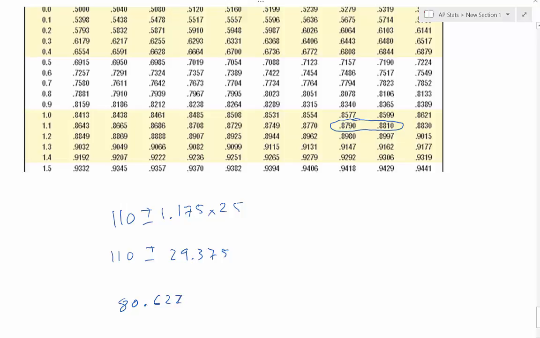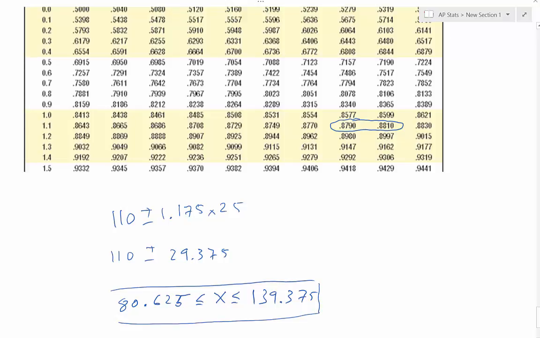So 80.625 up to 139.375, and that is the symmetric interval that we've been looking for. So hopefully that's a brief introduction to using the tables, and hopefully that all makes sense.